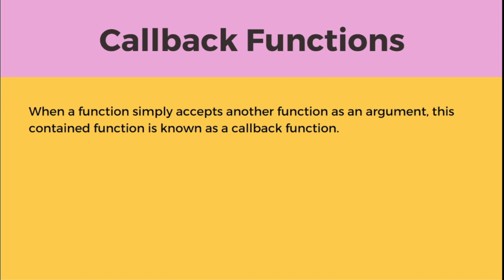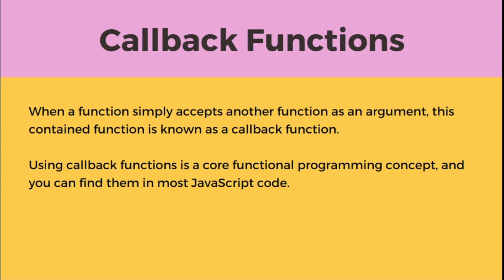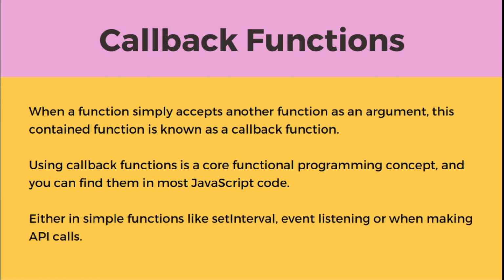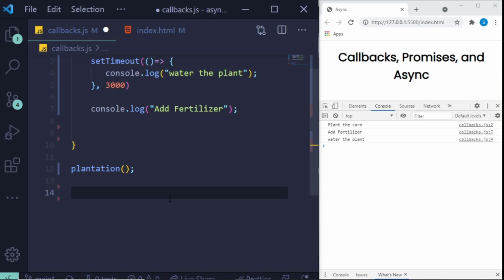When a function simply accepts another function as an argument, this contained function is known as a callback. Using callback functions is a core functional programming concept. You can find them in most JavaScript code, either in simple functions like setInterval, event listening, or making API calls. Now I'm going to show you how we write callback functions.